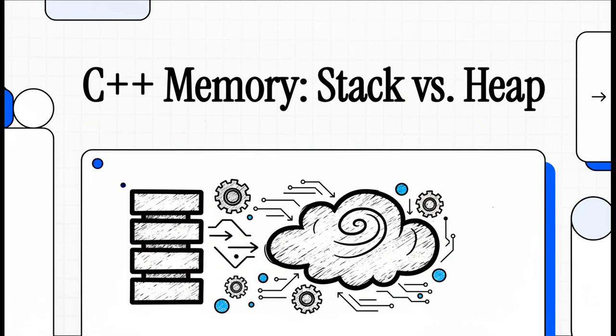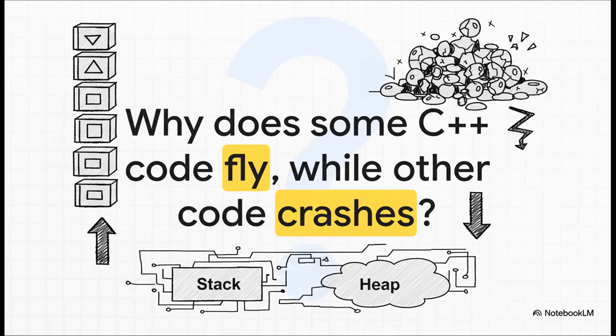Welcome to the Explainer. Today, we're going to pull back the curtain on C++ and dive deep into one of its most critical and, honestly, most misunderstood concepts, memory. You know the feeling, right? Some code you write is blazing fast, and other times it just faceplants. Well, the answer usually isn't in the code you can see. It's in the hidden world of memory.